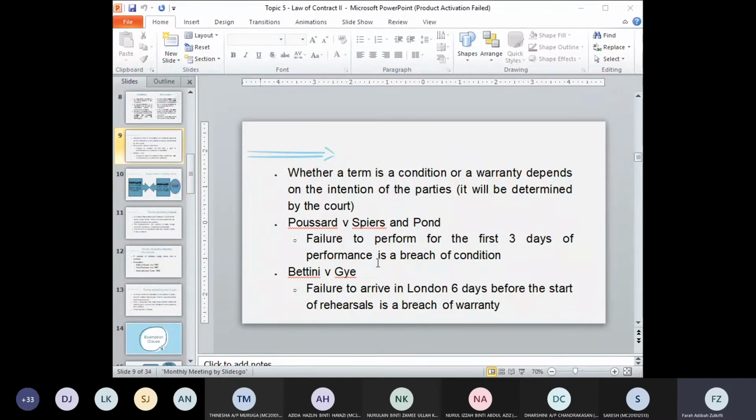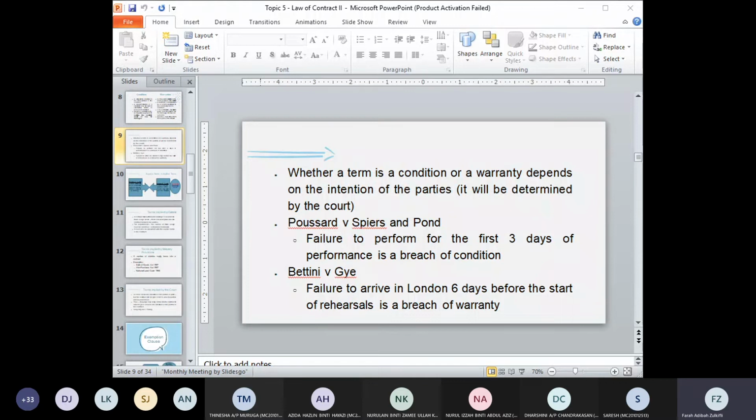So the main purpose of them hiring the plaintiff is because they want him to perform. So he does arrive before the performance starts, but he fails to arrive before the rehearsal starts. So in this case, the court states that it is not a breach of a condition, but it is only a breach of a warranty. So in the case of Bettini and Guy, Guy can only claim for damages, but Guy cannot terminate the contract.